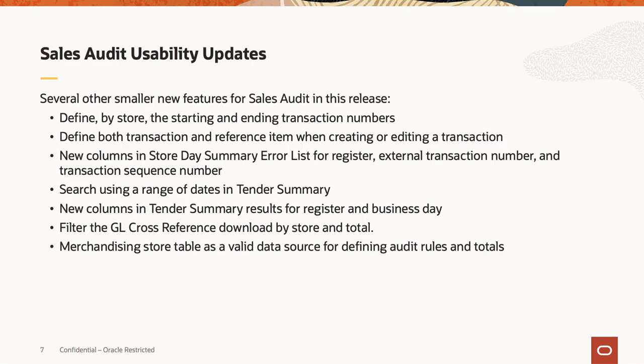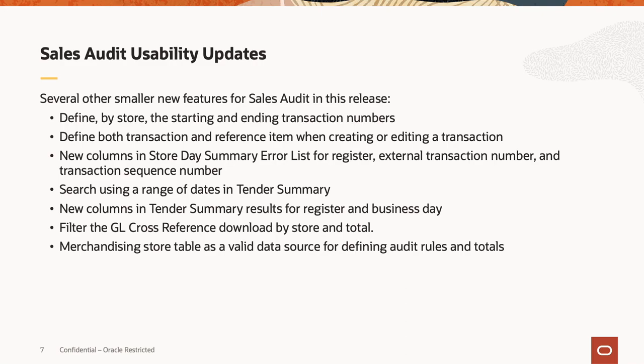This update also features a number of smaller enhancements that were meant to improve usability in some key areas of Sales Audit. These include the ability to define by store the starting and ending transaction numbers, which prevents errors when auditing a store related to a transaction gap caused by restarting the transaction sequence in a store. The ability to define both the transaction level item and reference item when creating or editing a transaction.